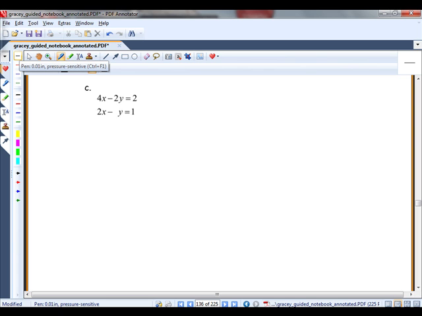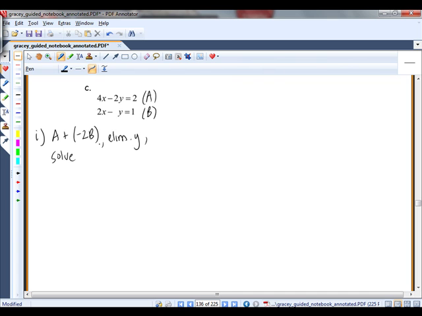I'm looking at C, and again, it's going to be easiest if we eliminate the y. So if we take A plus -2 times equation B, this is my equation A and my equation B, this will eliminate the y's and we'll be able to solve for x, hopefully. Okay. So let's see what happens.